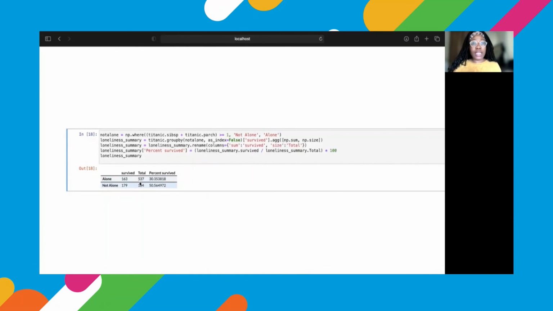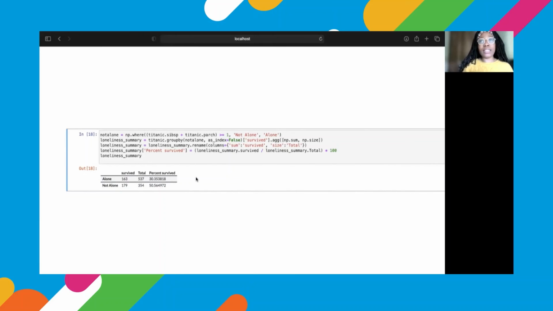So let's look at this with numerics. Okay, so of the people who are alone on the Titanic, 167 of them survived. Now, this was just 30% of people on the Titanic, whereas people who were not alone, so who were accompanied by spouses or children, they were more likely to survive. And we can see 179 people survived, and that's almost 50% or 51% of people on the Titanic.